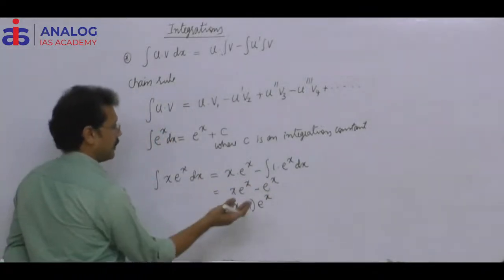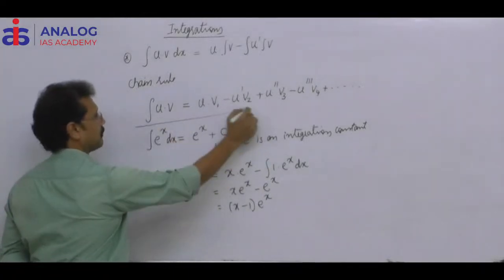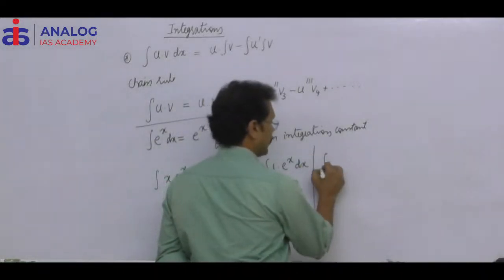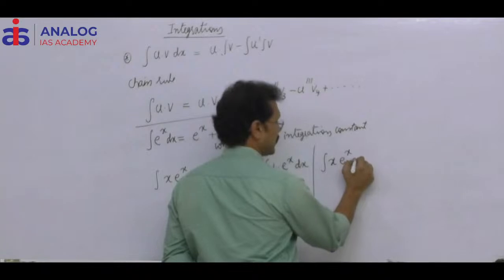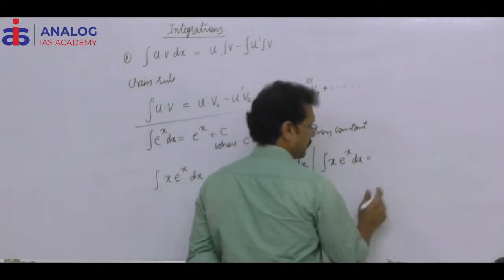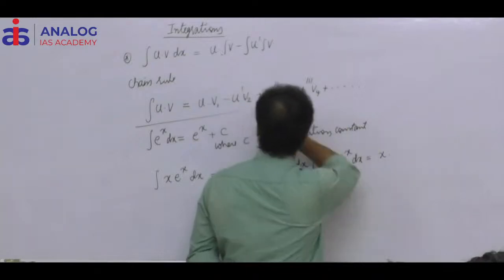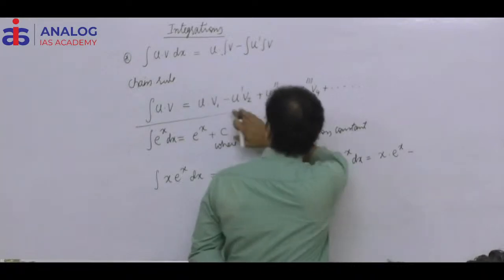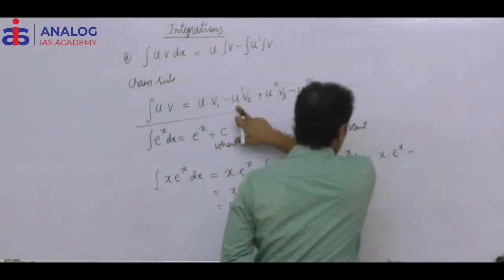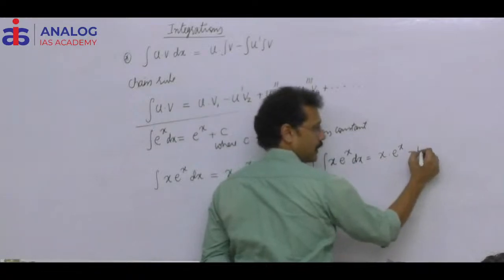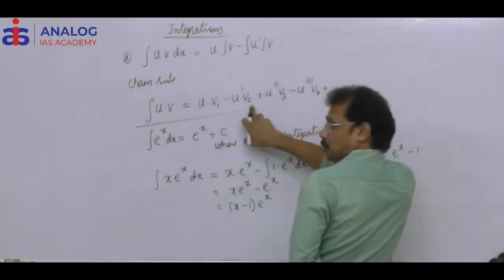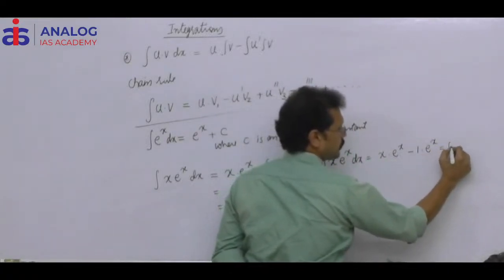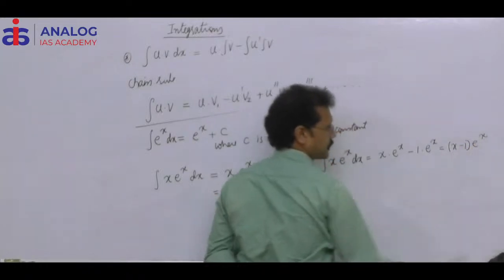Same thing, let us try to apply chain rule. Integral x e power x dx is equal to, by chain rule, x into u, U into integral of e power x, minus, what next? Differential of first term, u dash. U dash is 1. V2, 2 times integration of e power x, again is e power x, which is x minus 1 into e power x.